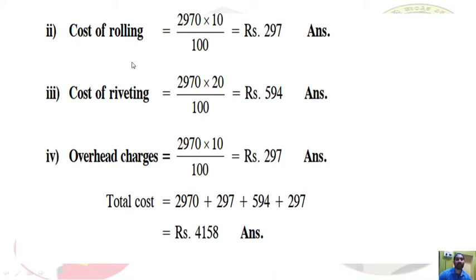The cost of rolling is 10% of this material cost, that is 297. The cost of riveting is 20%, that is 594. The overhead charges are 10% of material cost, so that is 297. So the total cost will be adding all these: the material cost, the rolling cost, the riveting cost, and the overhead charges. The total cost for making such a pipe of 10 meter long is 4158 rupees.